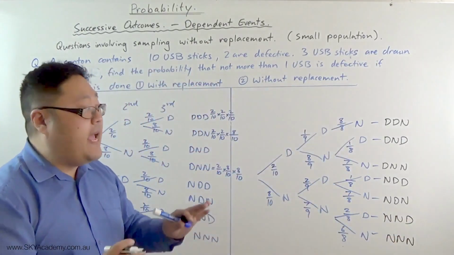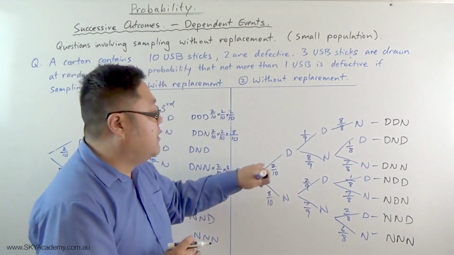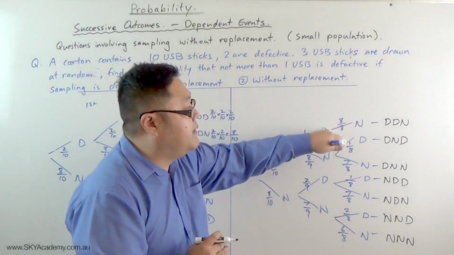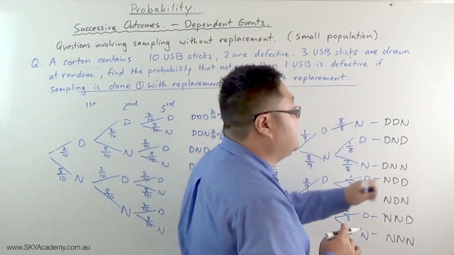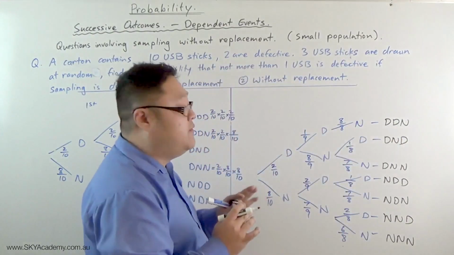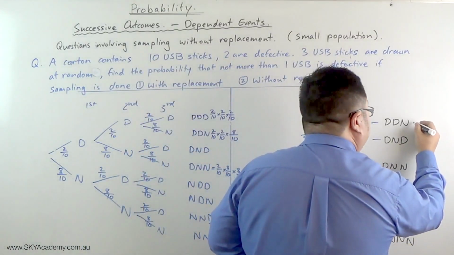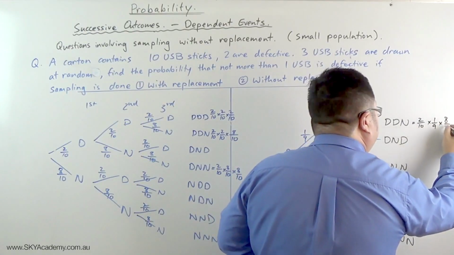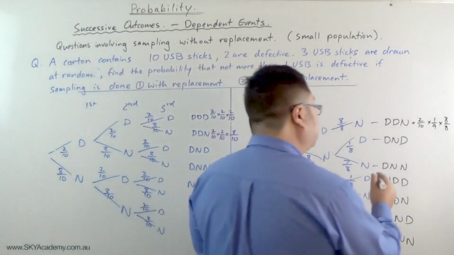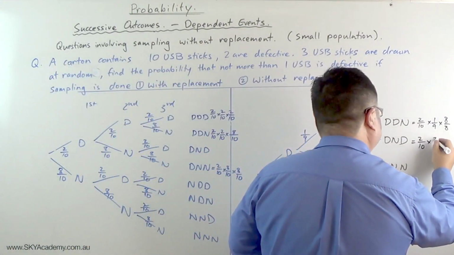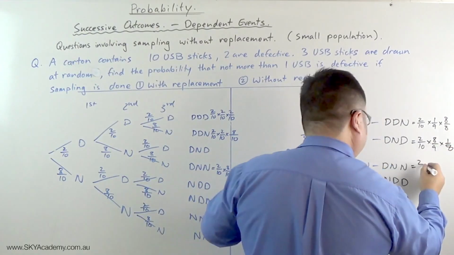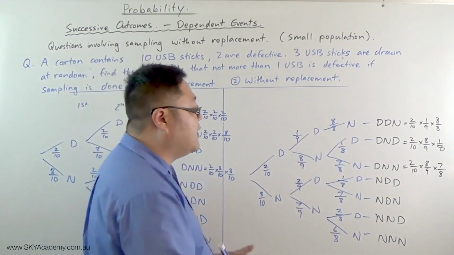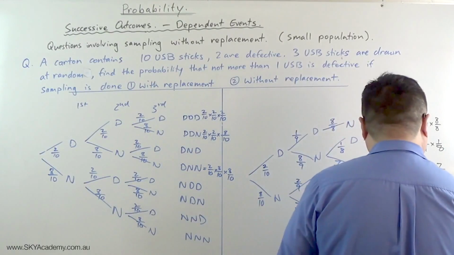Does that make sense? And the probability for each one will be the probability of this number times the probability of this number times the probability of this number for this outcome. Alright? So for DDN, defective, defective, non-defective, your probability is going to be 2 out of 10 times 1 out of 9 times 8 out of 8. Got it? The probability for the next one, 2 out of 10 times 8 out of 9 times 1 out of 8, 2 out of 10, 8 out of 9 times 7 out of 8, etc, etc, etc. Let me finish this off and you can compare it.